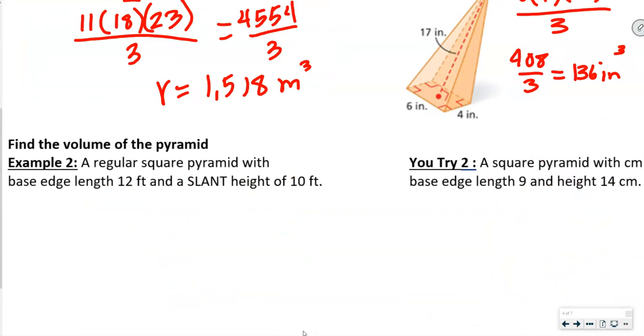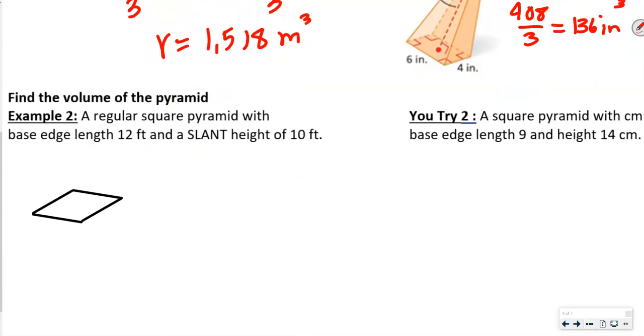So this next problem says find the volume of the pyramid. It says a regular square pyramid with a base edge length of 12 feet. So let's go ahead and draw this base, guys. And this is going to be 12 by 12. And next I'm going to draw the actual sides of our pyramid. I have my sides, which are basically triangles that go up to a point. So when we talk about this basically having a slant height, we're talking about this right here, guys, going across that side right there. So that would be a slant height, and it says that this is 10 feet, okay?